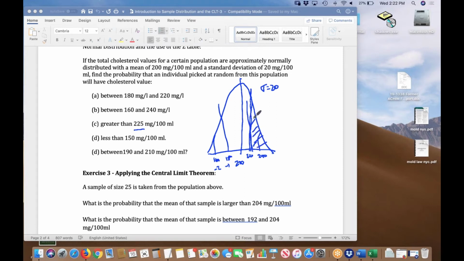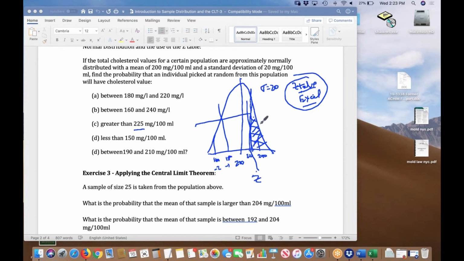To determine what this area is, when we use our Z table or when we use Excel, in both cases, if we tell it what the Z value is, how many standard deviations above the mean this value of 225 is, the Z table or Excel will both give us the area to the left of that Z value. We're not asked that; we're asked what's the value above that. So we're going to wind up having to find the area below from the Z score and subtracting it from 1 to find the area that's left behind.